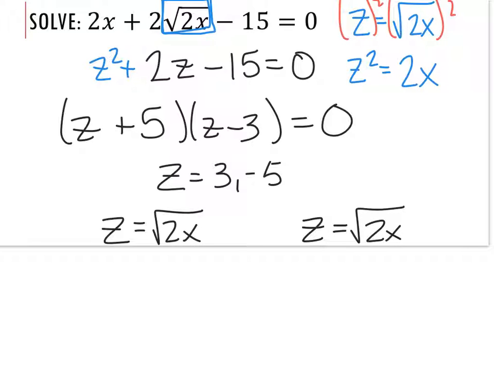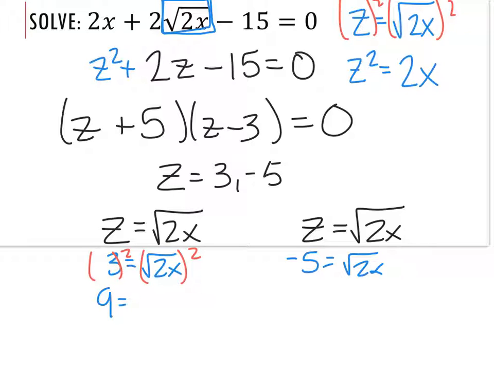We know that z is 3, and we know that z is negative 5. So this first one, we're going to square both sides, and we end up with 9 is equal to 2x. And when you divide both sides by 2, you get that x is equal to 9 over 2.